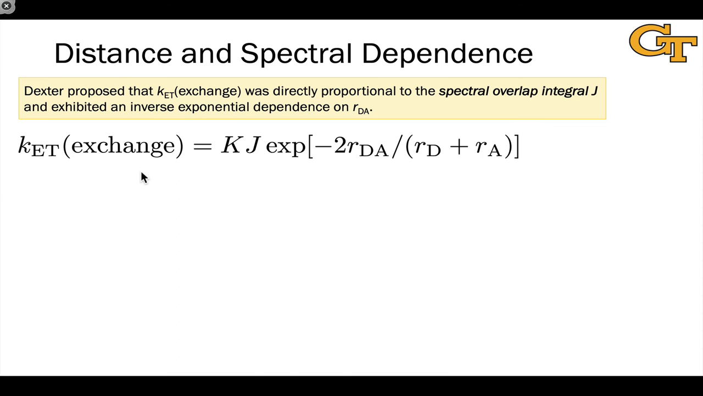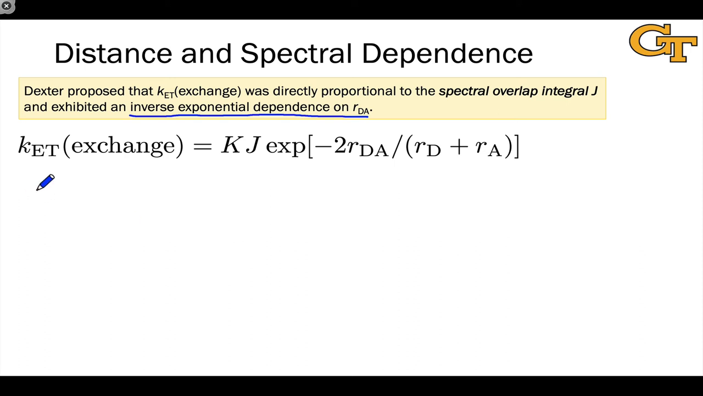Now, let's talk about the distance dependence of Dexter energy transfer. Qualitatively, we've already said that a collision is required. Orbital overlap is required in order to do these electron exchange processes, and so the distance dependence is going to involve the distance dependence of molecular orbitals. Molecular orbitals typically exhibit an inverse exponential dependence on distance. Here we're calling that distance R_DA, the distance between the donor and acceptor. As we move those apart, the value of the wave function decays exponentially.